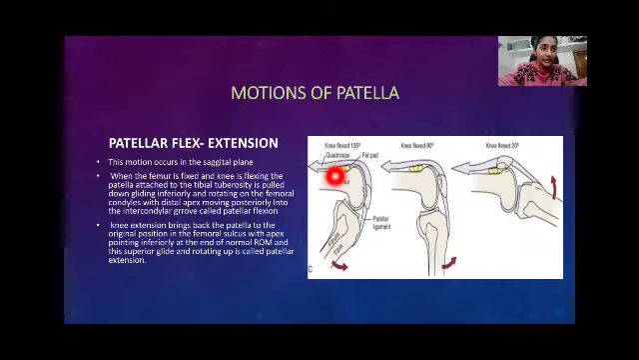You can see here the knee flexed, it's going on to 90 degree flexion, then it goes to 135 degree knee flexion. And knee extension brings back the patella into place in the femoral sulcus, with the apex pointing inferiorly at the end of the normal range of motion, and the superior glide and rotating up is called patellar extension.